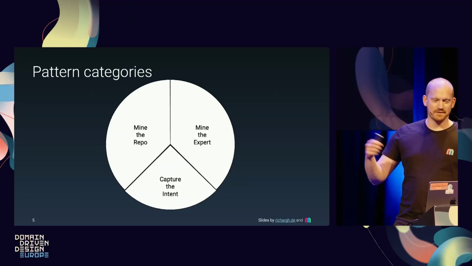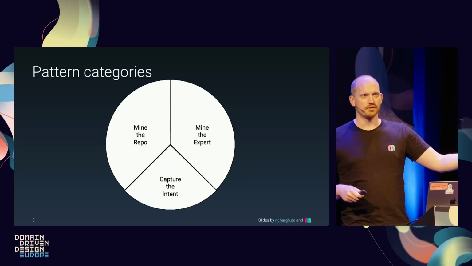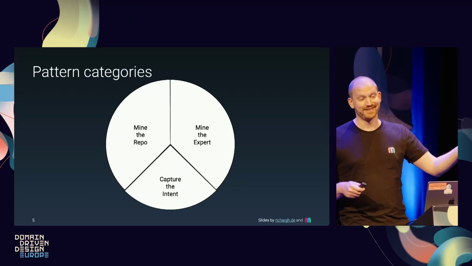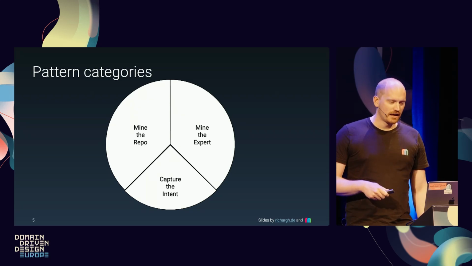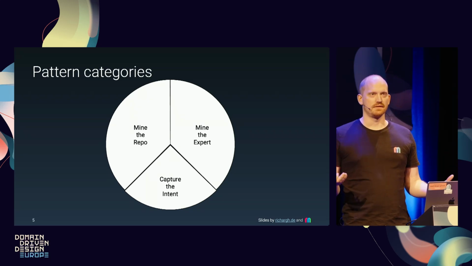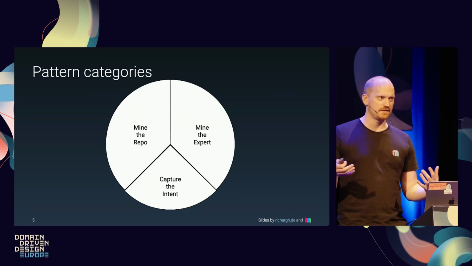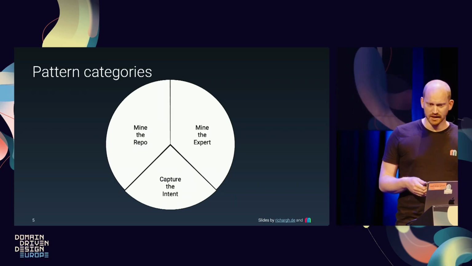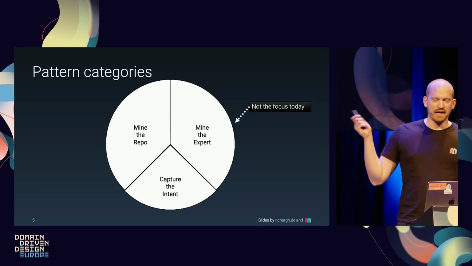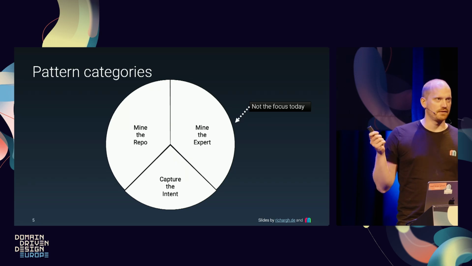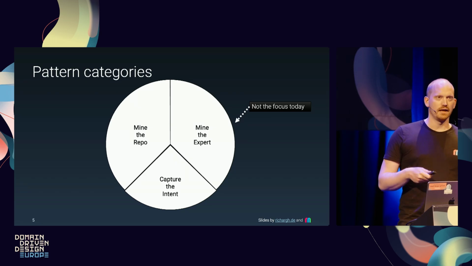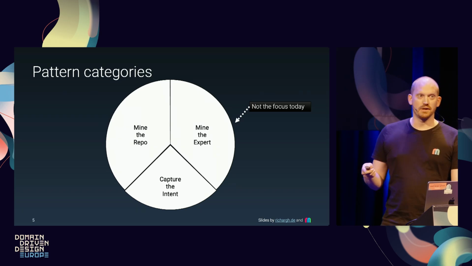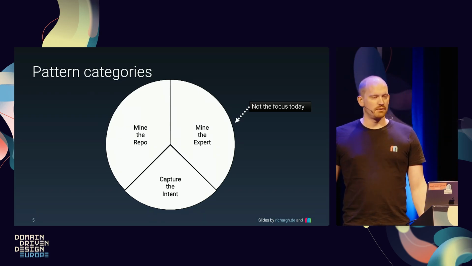The categories are sort of these: mind the repository, if you have a repository, and capture the intent, which is something like a test. Could be a fitness function, but I'm not going to be talking about that one. Mind the expert, meaning mind the domain expert. We are at the DDD conference. There's lots of things you can try, lots of things you've heard. Today we won't be talking about it.